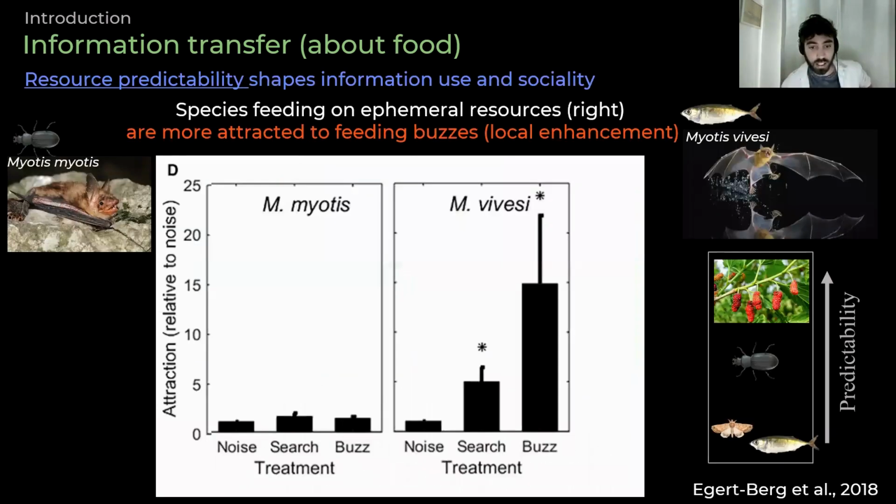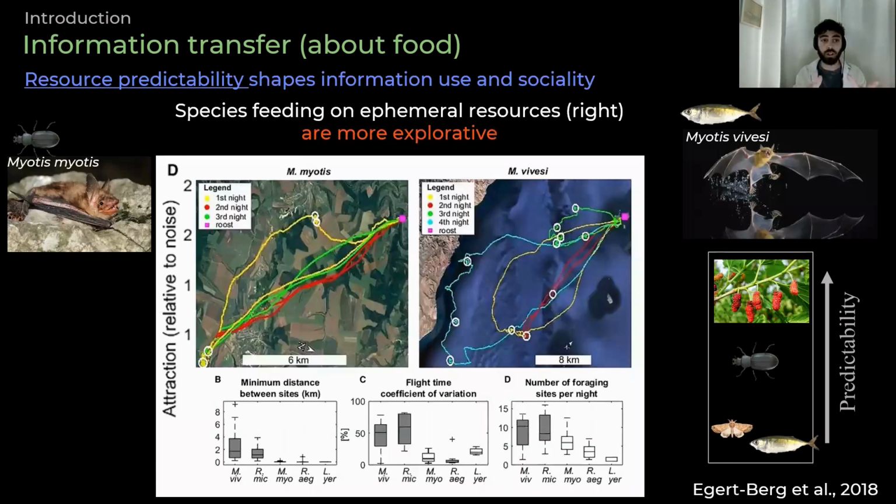I will just skip here a little bit, basically saying that we know that resource predictability really shapes information use, and this is a very cool paper by Egerberg et al. that shows this on 5 species of bats. So basically on the right, Myotis vivesi, the fish-eating bat, you have it feeding on ephemeral resources, right? Fish are not predictable in space.